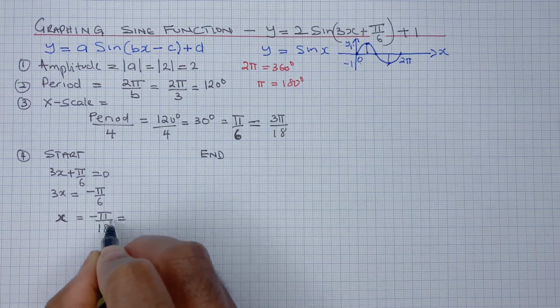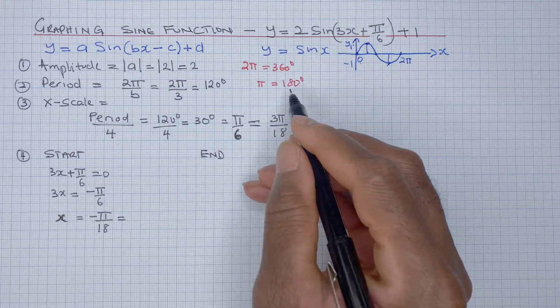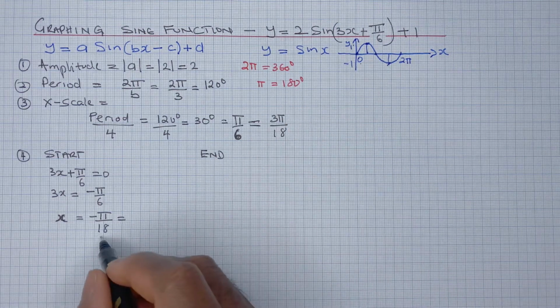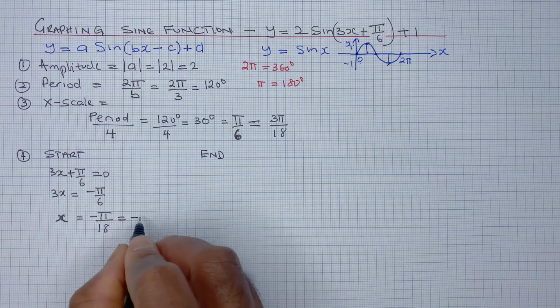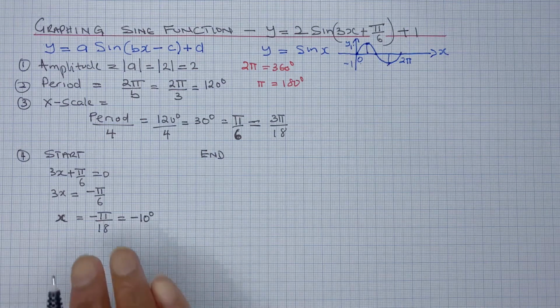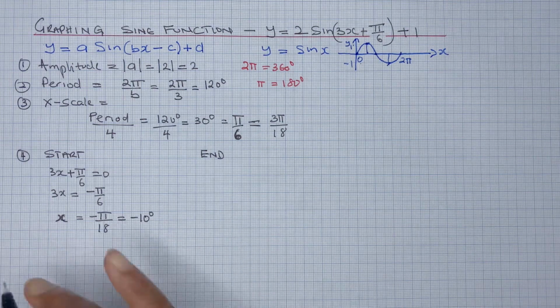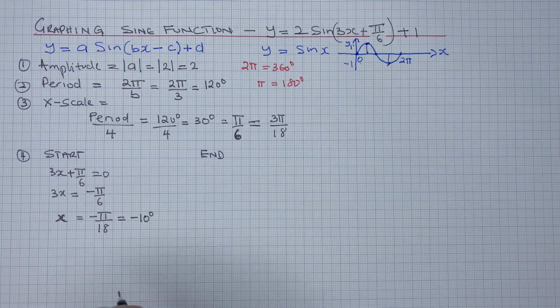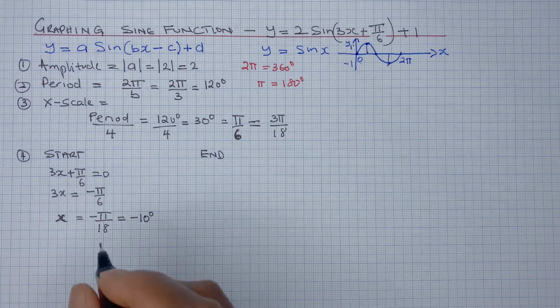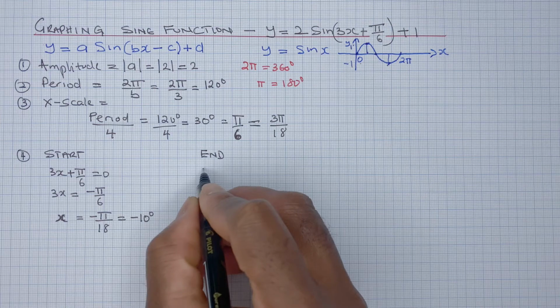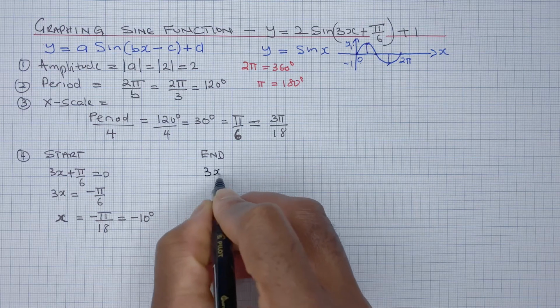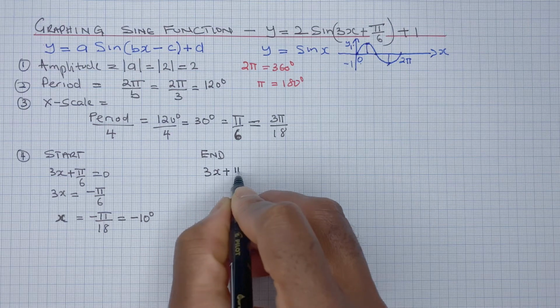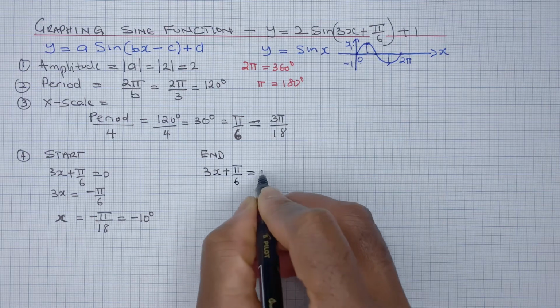And pi is 180. If you divide 180 by 18, you're going to get 10. So that would be minus 10 degrees. So you could work in degrees and then later convert them to pi and pi radians if you want. So that's the start. And the end is going to be 3x plus pi over 6 equals 2 pi.